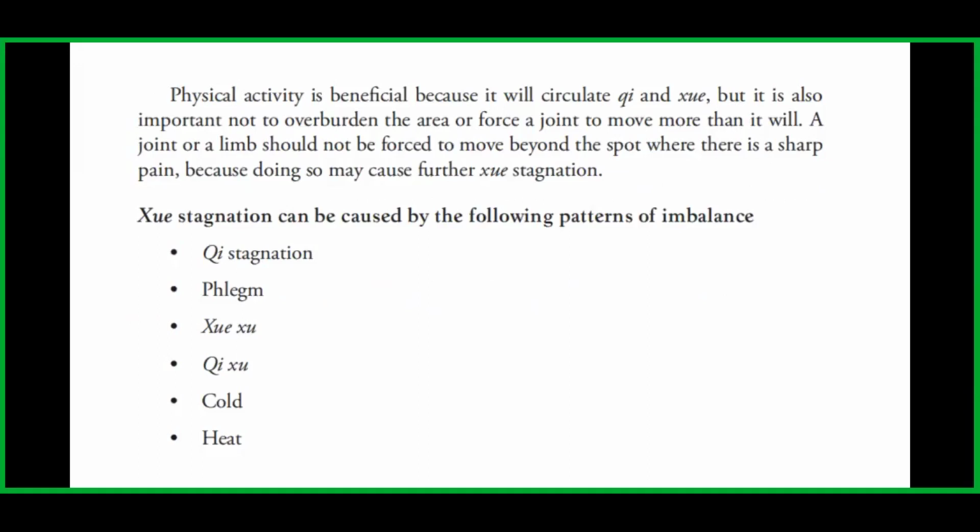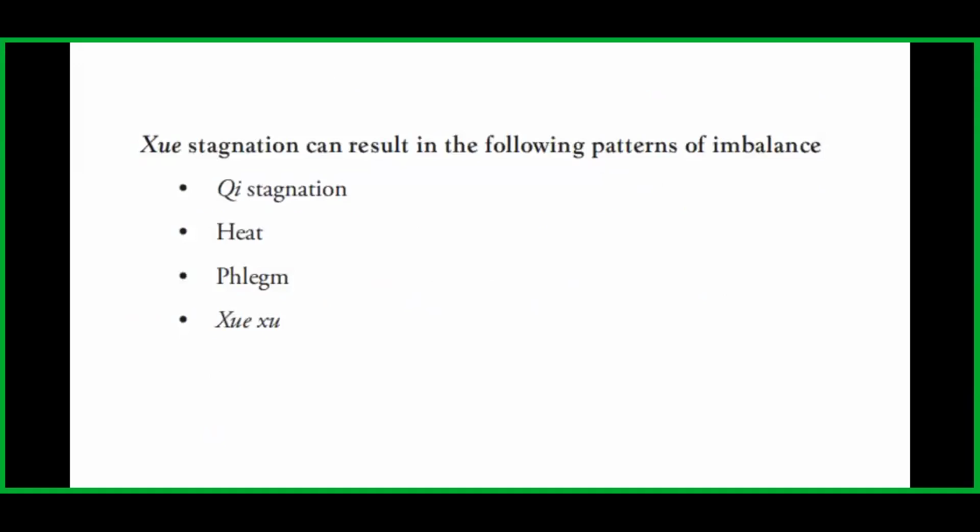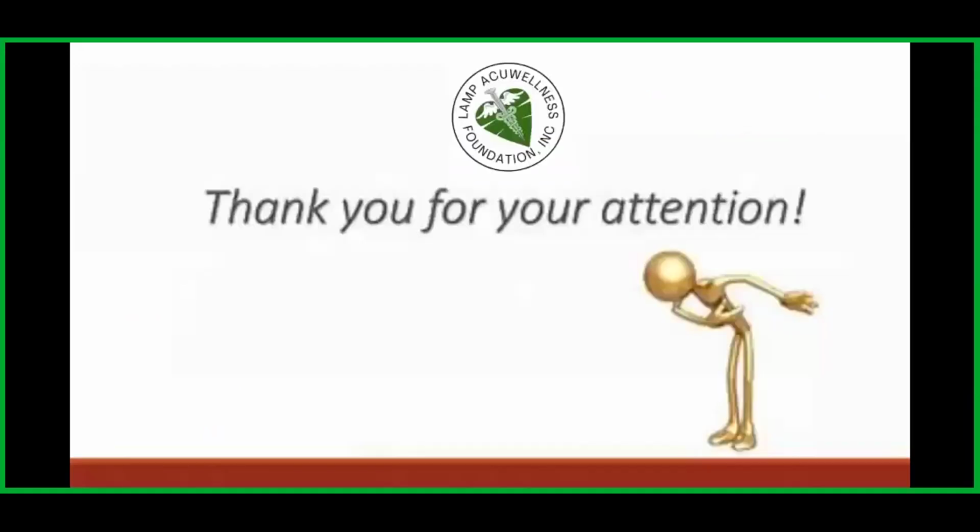Blood stagnation can be caused by the following patterns of imbalance: qi stagnation, phlegm, blood deficiency, qi deficiency, cold, heat. And the blood stagnation can result in the following patterns: qi stagnation, heat, phlegm, and blood deficiency.